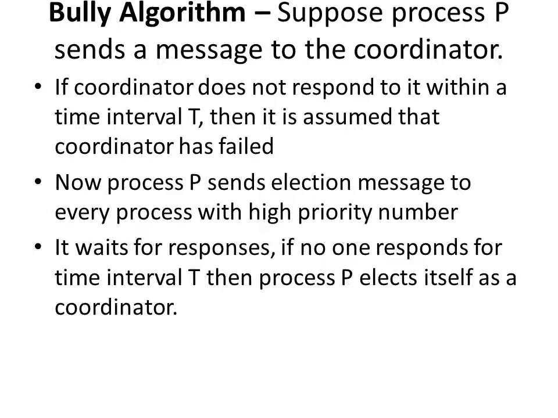Now process P sends an election message to every process with higher priority number. It waits for responses. If no one responds for time interval T, then process P elects itself as a coordinator. So if no response comes from any other process, then the process P itself elects as a coordinator.